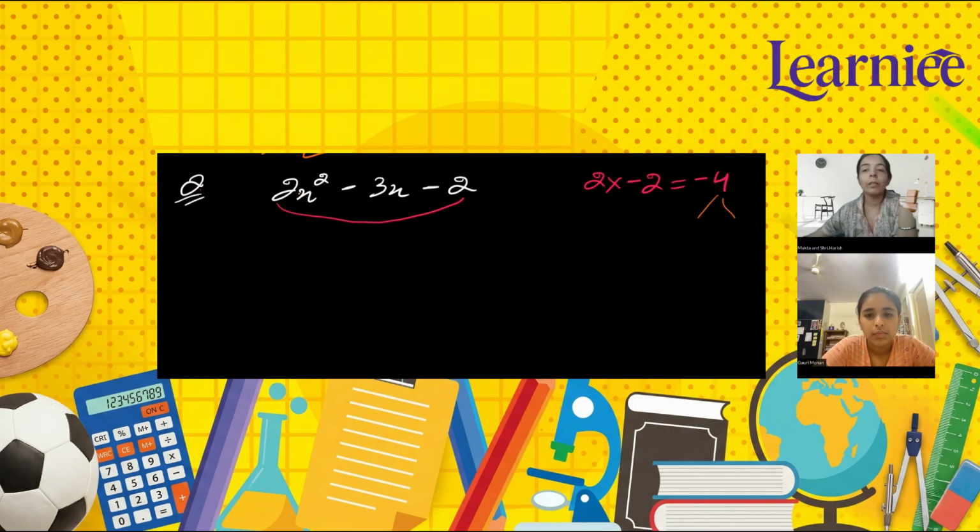You just forget about this minus sign for the time being. You have to think what factors I should take so that I get 4 in multiplication, and 3 if I do plus or minus. If I do plus or minus, I should get 3, and if I multiply, I should get 4.